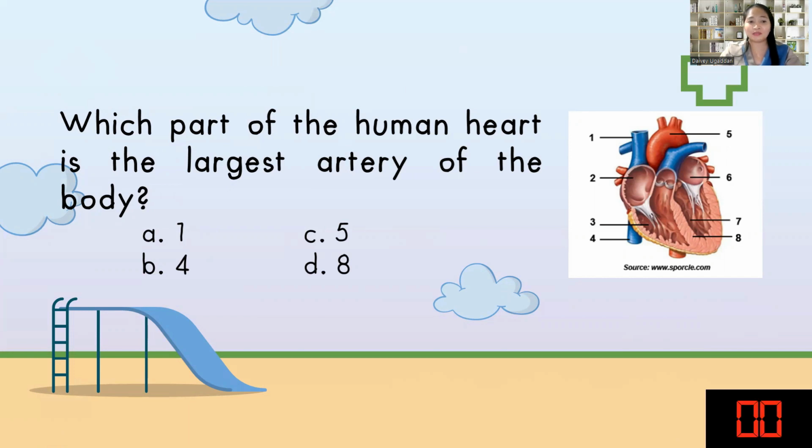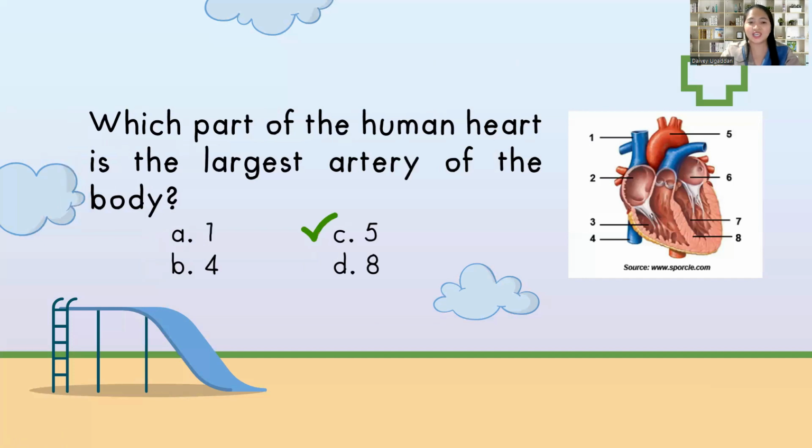Alright, let's do the elimination method. When we say artery, it is a blood vessel that carries oxygenated blood away from the heart. So we are looking at something that is big and also red in color because it contains oxygenated blood. Number 1 is a large structure but it's blue in color, meaning it's a vein. Number 4 is also large, carrying deoxygenated blood because it is blue in color. C is 5, D is 8. So the answer is very obvious in this question. The correct answer is letter C, 5, which is the aorta.